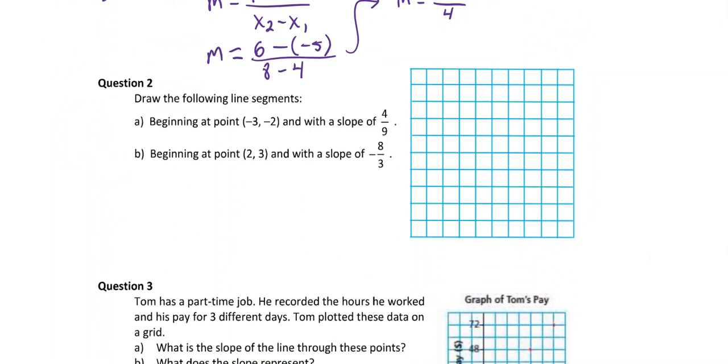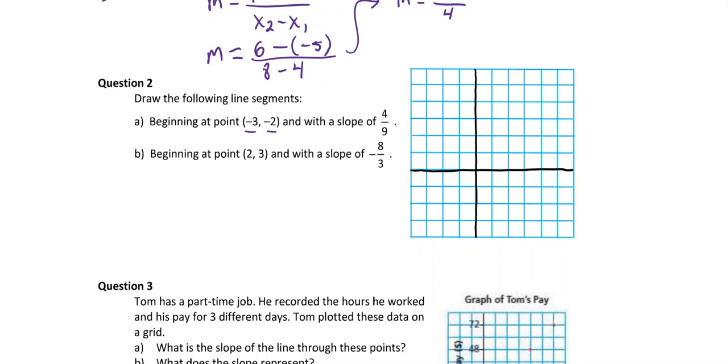All right, number 2. Draw the following line segments. So beginning at point -3, -2, we want to make this thing have a slope of 4 over 9. Okay, so in order to do this, we're going to have to make our own little axes here. So if you have a ruler, this would be a good place to do it. There's a straight edge, but let's make it. Rulers don't work well on a computer. So something like that.